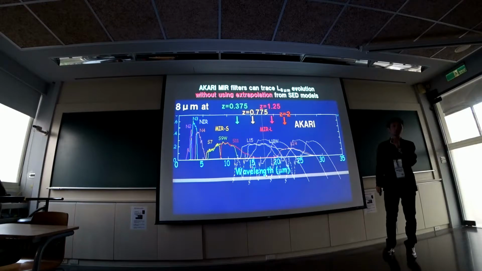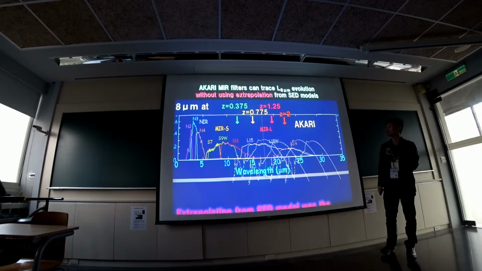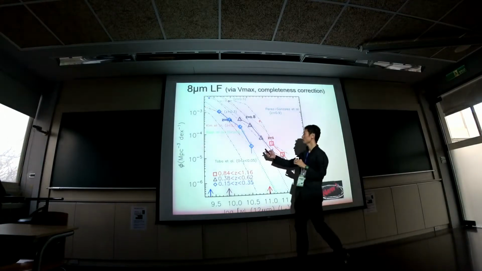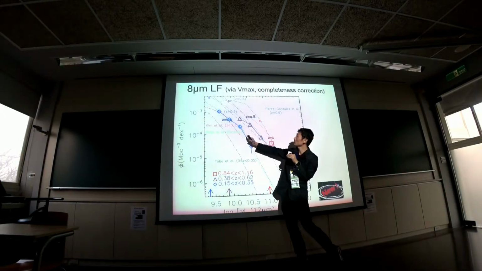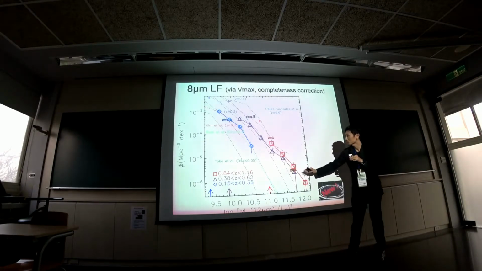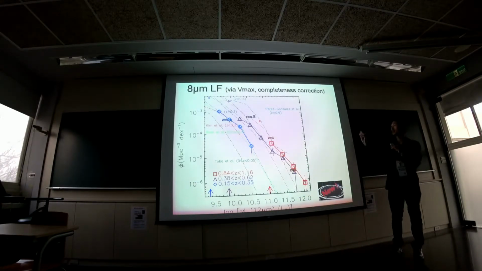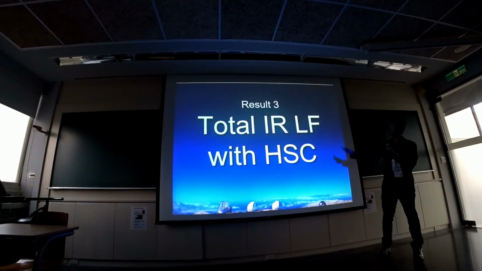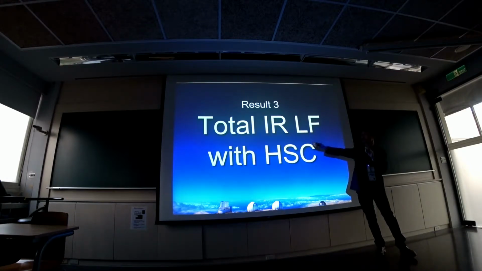So our estimate will be more accurate than Spitzer. Okay, then this is the result. And then you see a very nice smooth evolution from redshift 0.4, 0.8, redshift 1, and then redshift 2. Very nice smooth luminosity evolution. Then the 12 micron luminosity function I'll skip, and I'll show one more result, the total infrared luminosity function.